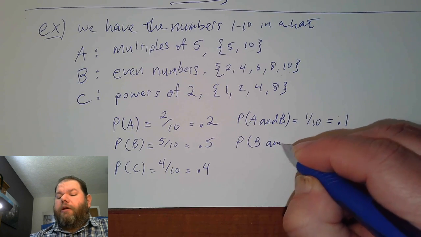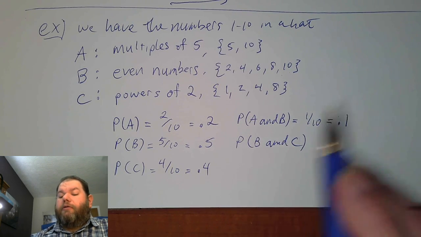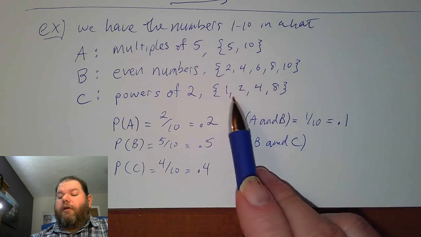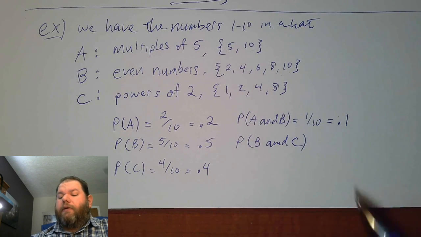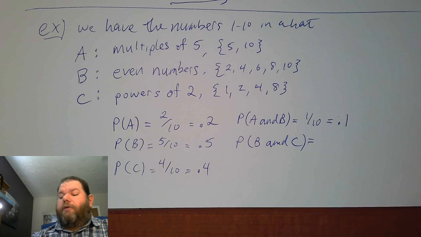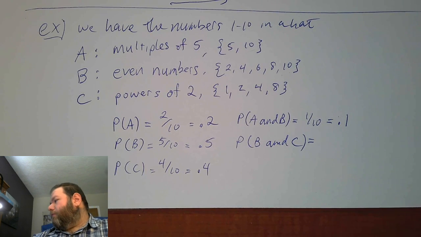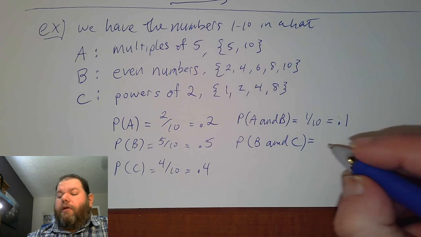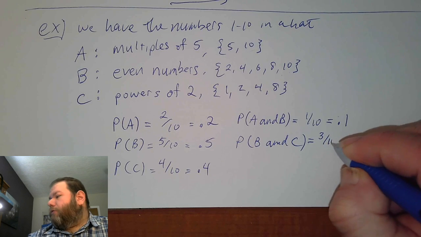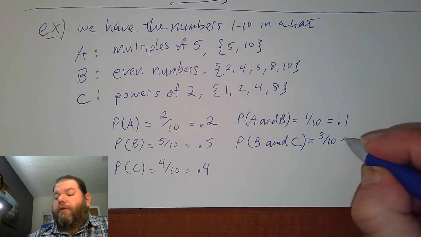For B and C, 2, 4, 6, 8, 10, and then 1, 2, 4, 8. How many do those have in common? 2, 4, and 8. Good. So that's 3 numbers total out of 10, or 0.3 exactly.